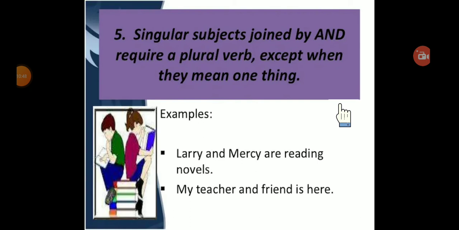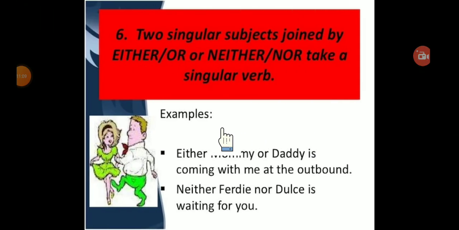So, except when they mean one thing. Alright, so here my teacher and friend, both are the same person, both are together, so a singular verb is added rather than a plural verb. Okay, fine. This is what the fifth rule says. Then comes the sixth one. The sixth rule: two singular subjects joined by either-or or neither-nor take a singular verb.